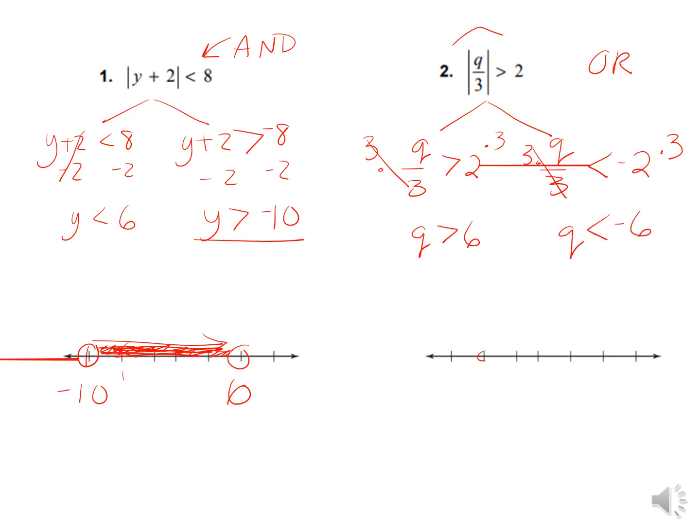Negative 6 is my lowest number, and it's less than negative 6. Okay, and then positive 6 is over here, and it's greater than. This is an or problem, so I'm expecting goggles. So it's okay, and I know that I got it probably right.